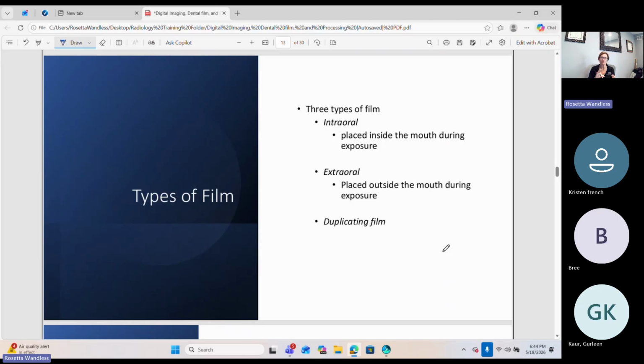If they moved, like if they were going to another dentist, we can never send our original copies. We only could send the duplicated copy, okay? We never can send the original films. We only could send the duplicated film for legal purposes. So those are the 3 types of film: intraoral, extraoral, and duplicating film.